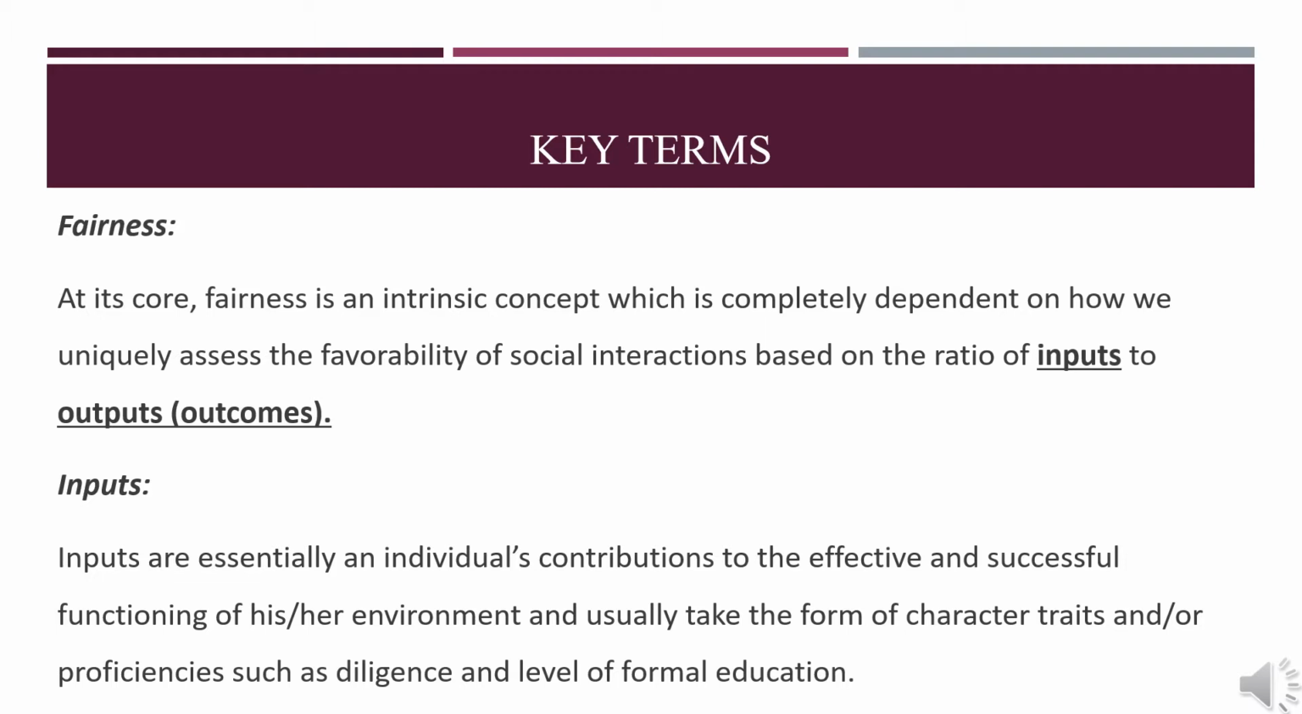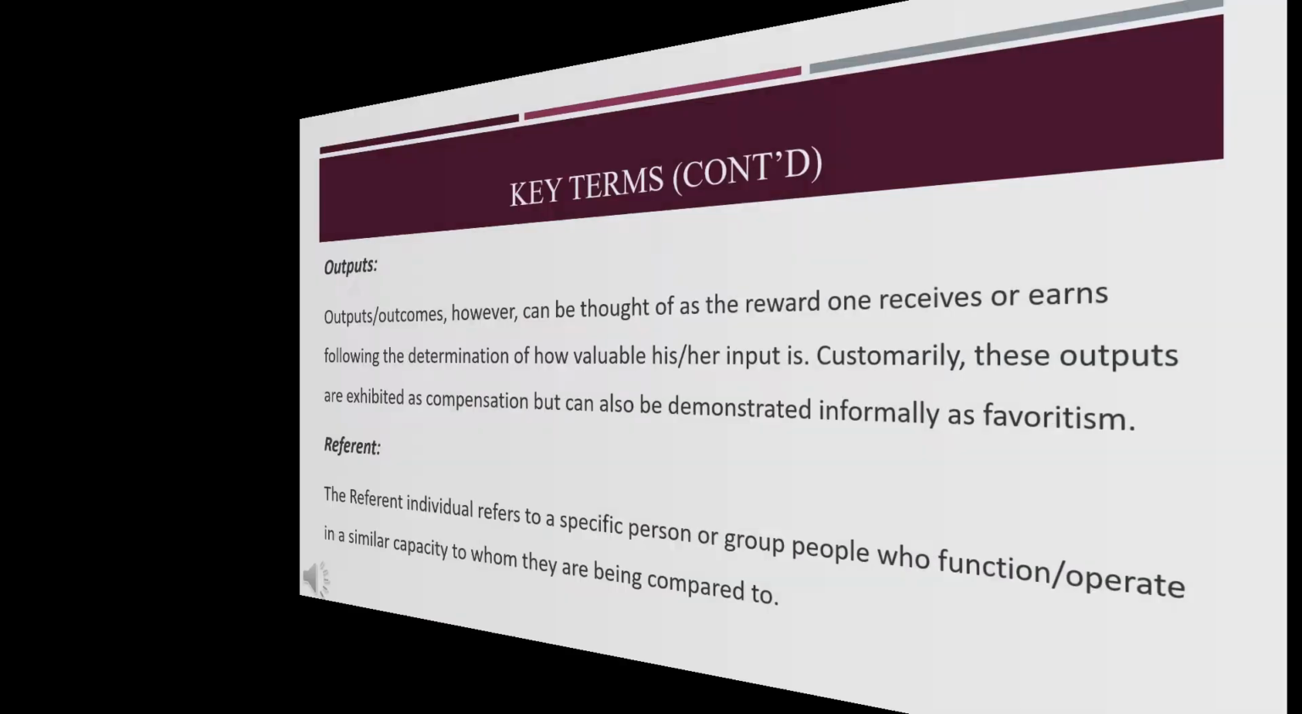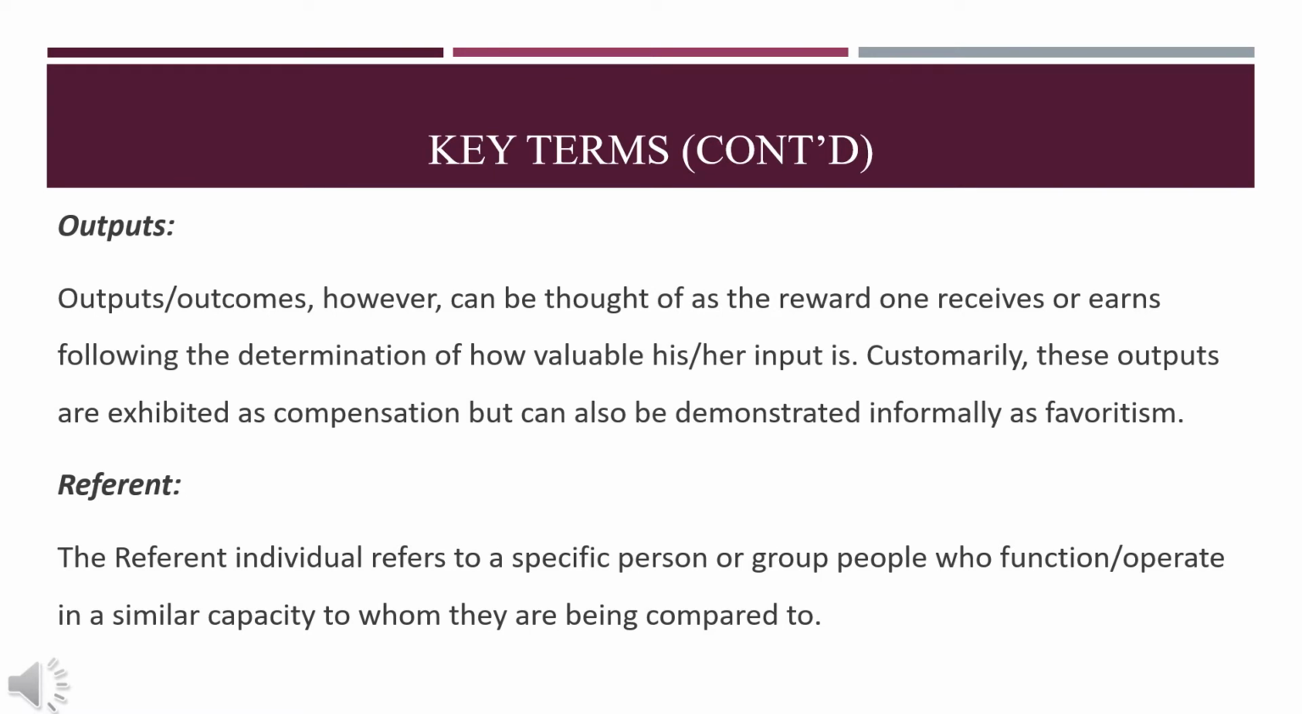An input is essentially an individual's contribution to the effective and successful functioning of his or her environment, and usually takes the form of character traits and/or proficiencies such as diligence and the level or levels of formal education. Outputs or outcomes, however, can be thought of as the reward one receives or earns following the determination of how valuable his or her input is. Customarily, these outputs are exhibited as compensation, but can also be demonstrated informally as favoritism.